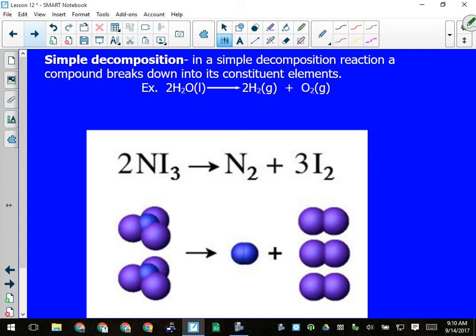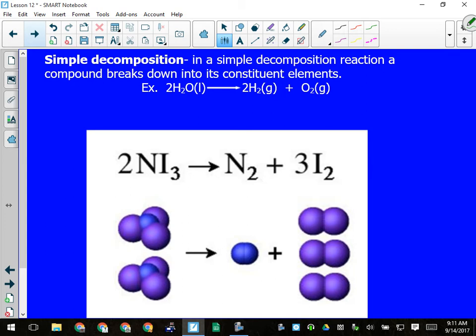So in this one here, I have 2 molecules of water breaking down into 2 molecules of hydrogen and 1 molecule of oxygen. So I've broken it down from one compound into 2 elements. How would I know to make these both 2s? Because oxygen's a diatomic element and so is hydrogen. Did we highlight those on our periodic table? That's why we did it that day, in preparation for this day. We have to know which ones end up as 2s, because they don't all end up as 2s.